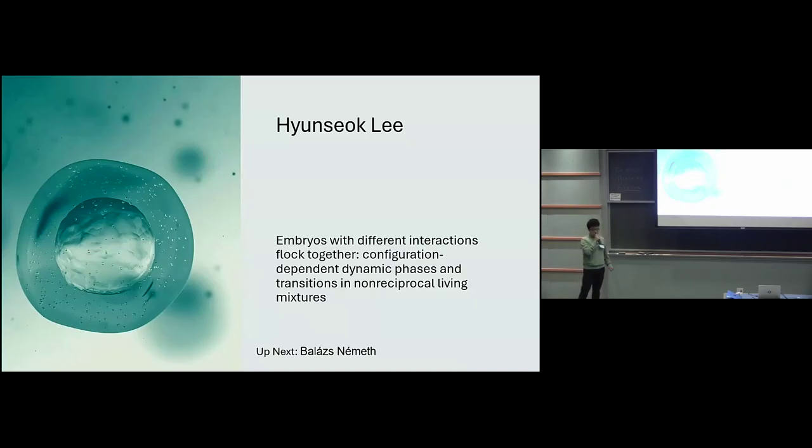So to understand this, we used Bayesian inference to learn the interactions between these two embryos, which was not only non-reciprocal, but also able to recapitulate both this collective polarization and the multiple clusterization. Okay, and I'll talk more about this if you come to my poster. Thank you.